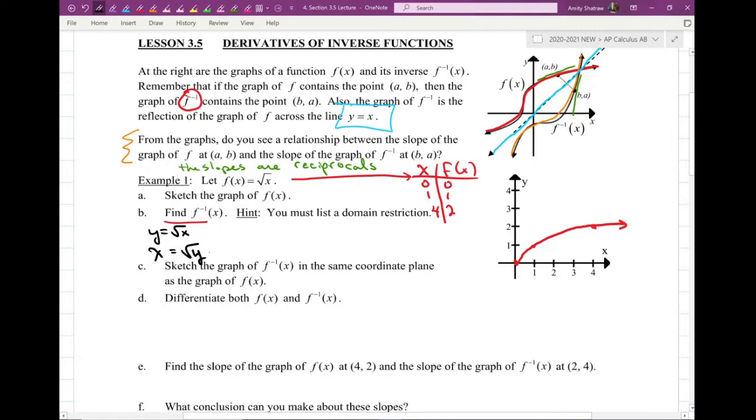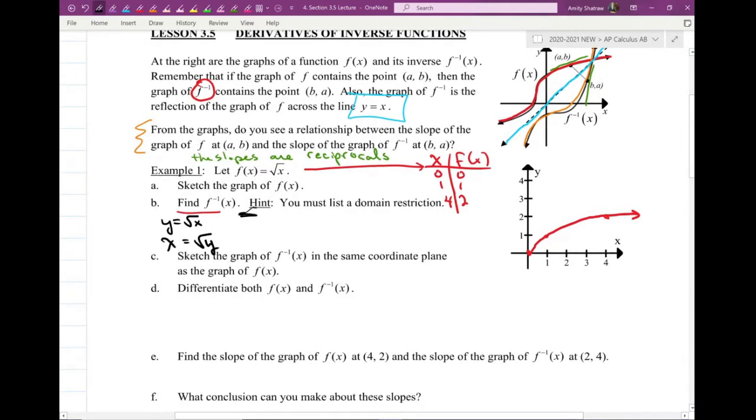And this is why he says, as a hint, that I need to list a domain restriction. Because with the square root of y, remember, we're going to want things to be positive, right? When we had the square root of x before, the domain of this guy should be such that x is greater than or equal to 0, and we want to keep that domain, okay? We definitely don't want to lose that domain.